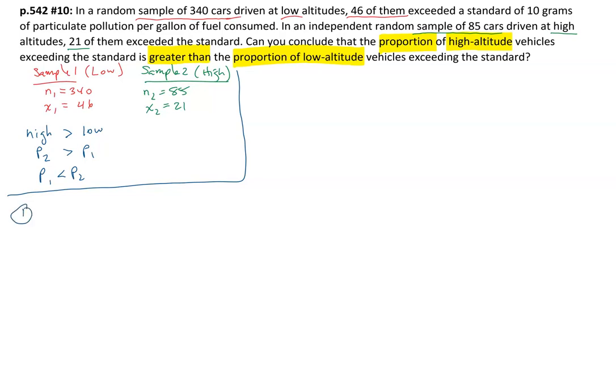So first step, hypotheses. The null hypothesis would be that there's no difference, that the low proportion is the same as the high proportion. And our alternative would be that the high proportion is greater than low. You could write it in that order. I don't mind this first version I wrote down, but just to be consistent and so that we match the calculator, I'll write P1 less than P2. The low altitude is less than the high altitude pollution.